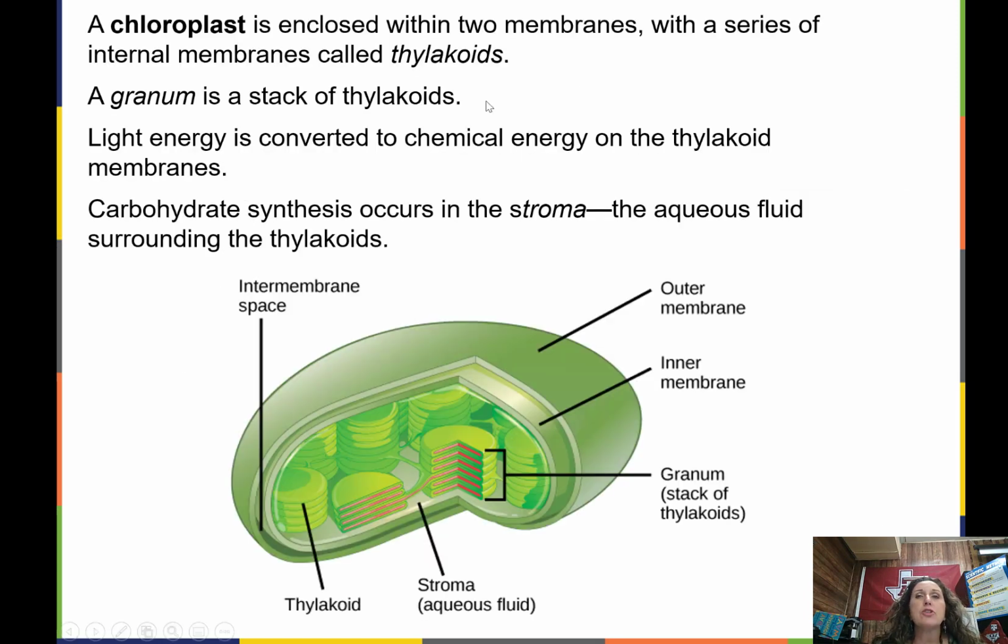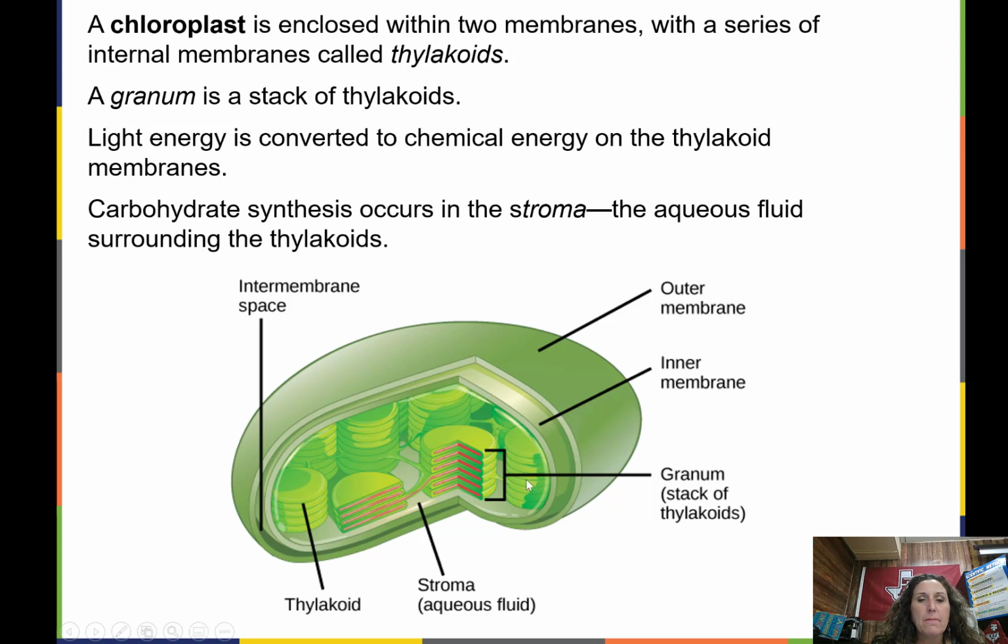The chloroplast has two membranes again. So we've seen the nuclear envelope that has two membranes. We've seen the mitochondria has two membranes. And now the chloroplast has two membranes. And this is just giving you an inside look at a chloroplast. Probably on the test, I will not ask you these questions, but you will be responsible for them in the next unit. So you might as well take a look at them.